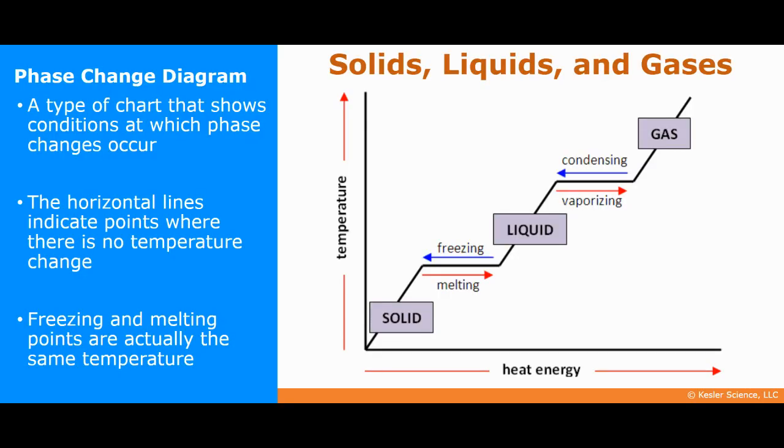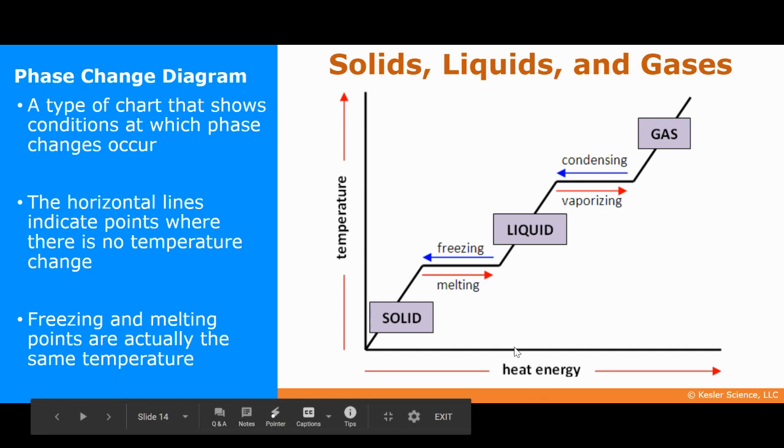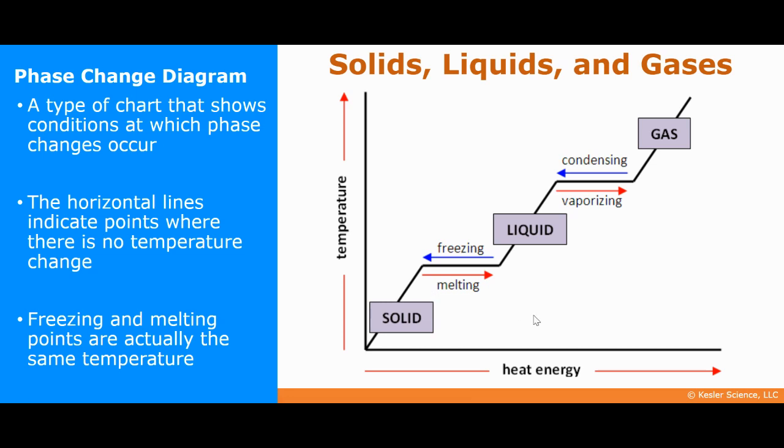So this graph, this line graph, is showing you phase change. So here we have a solid, and as you increase the heat energy, it melts, okay, and the temperature increases. And then we have a liquid. As that temperature continues to increase and we have more heat energy, it vaporizes. And then it becomes a gas.